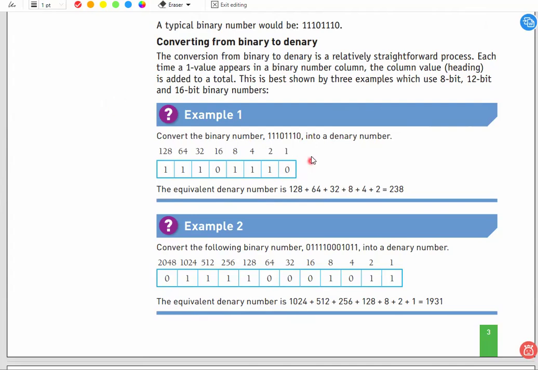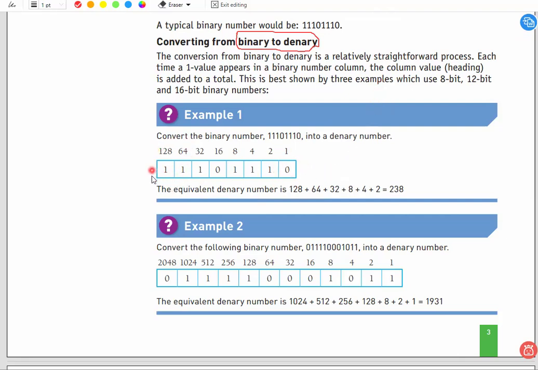So let's look into example 1, because remember we are converting from binary to denary, which is the base 10 decimal system. Convert the binary number to a denary number. Very easy. 1, 2, 4, 8. We have already understood that. Here it is. We write in this format.